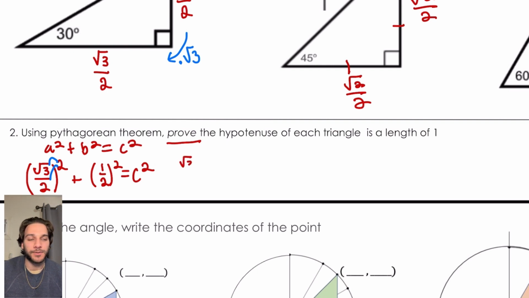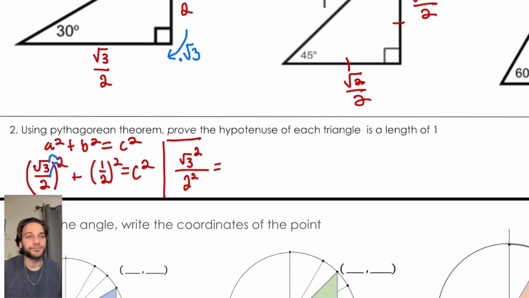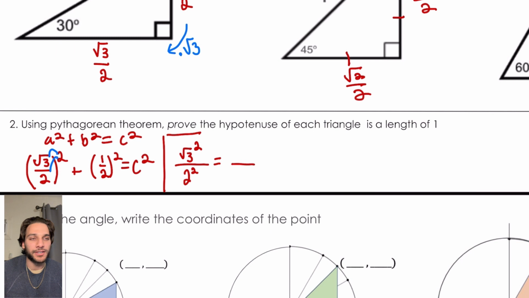So when I do that, I'm going to get root 3 squared over 2 squared. Whenever we simplify this, for just this first fraction, my denominator is going to be 4. And for my numerator, I have to do root 3 times root 3, that's root 9, which is just going to simplify to 3. So we're going to get 3 over 4.